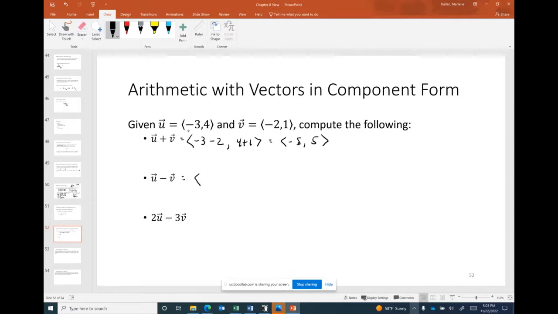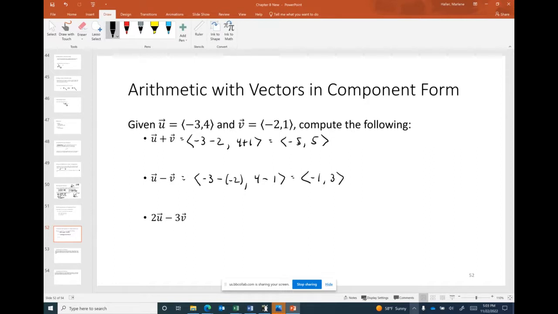To subtract them, just subtract the horizontal components and then the vertical components. So this is u minus v, so it's going to be the horizontal component of u, -3, minus the horizontal component of v, that's -2, and then the vertical component of u, 4, minus the vertical component of v, 1. Which is -3 plus 2, or -1, and then 4 minus 1, 3.